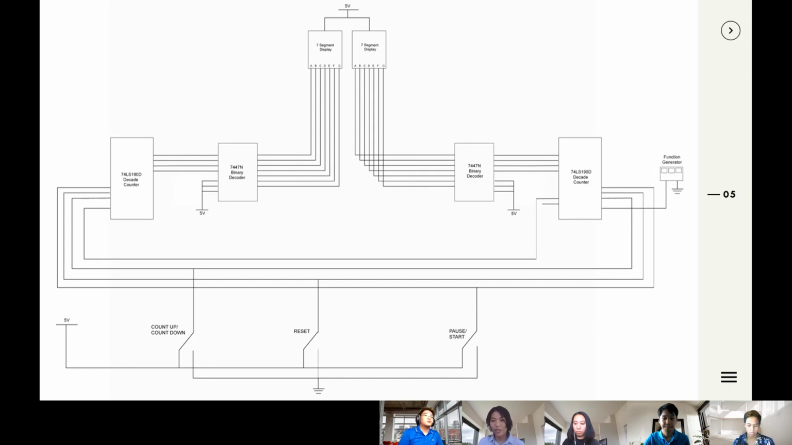So in order to achieve the objective of this project, first, the state table, together with the state diagram and truth table of the 7490 and 7447 IC was completed. As you can see here in our block diagram, we have two 7-segment displays that are connected to the two 7447 decoders. The decoders are then connected to the 74LS190D decade counter. Then below, we have 3 switches that can manipulate the counting process of the circuit.